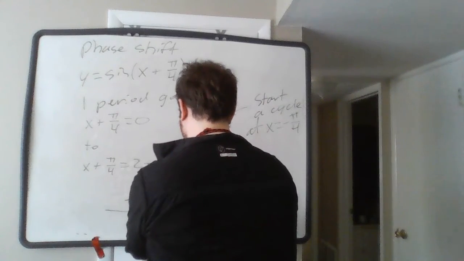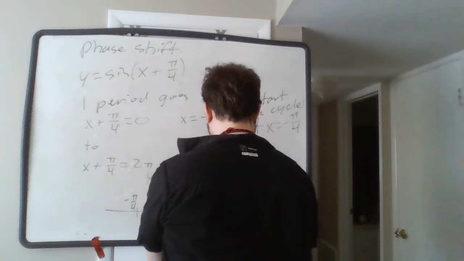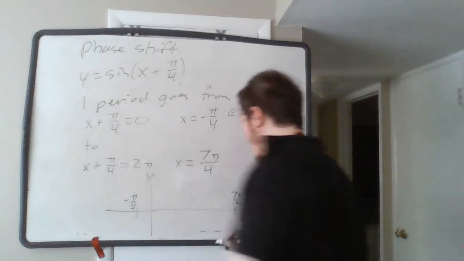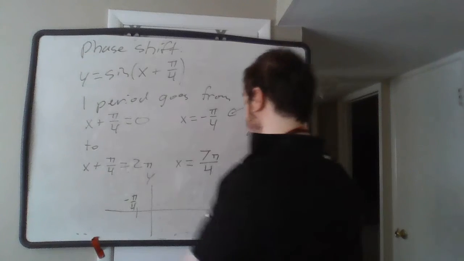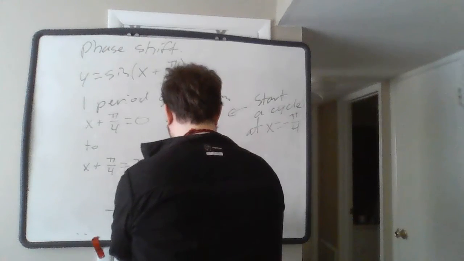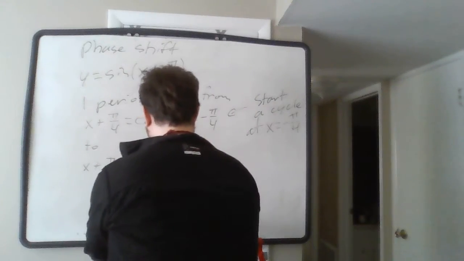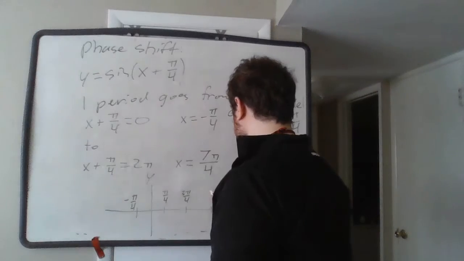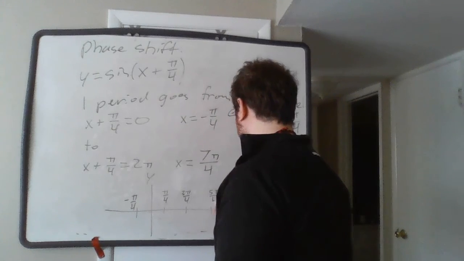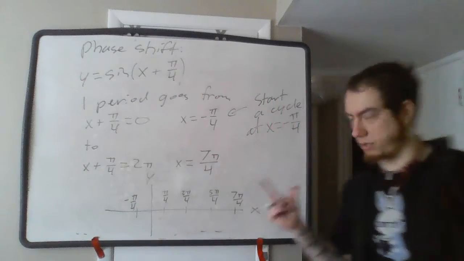Let's see if I can manage that. Now, halfway through the cycle, instead of being at pi, is now going to be at 3 pi over 4. A quarter of the way through the cycle is now going to be at pi over 4. And 3/4 of the way through the cycle will be at 5 pi over 4. So I've still taken my cycle and broken it up into quarters here.